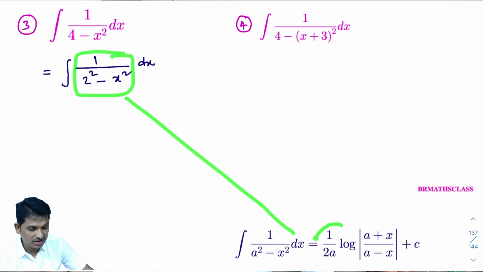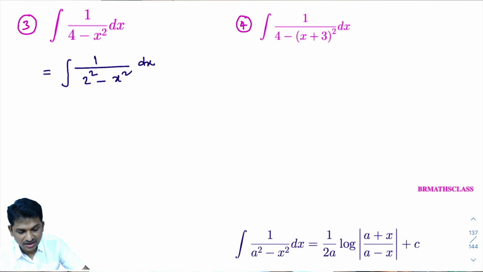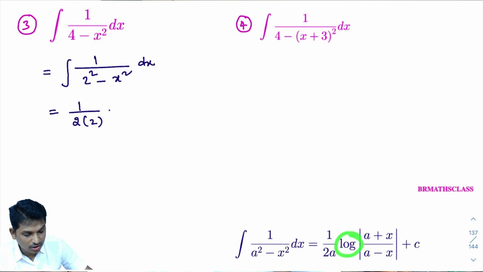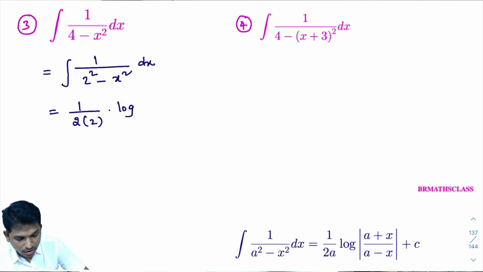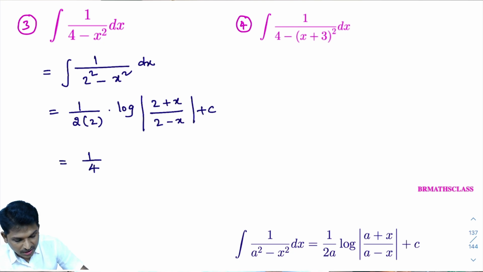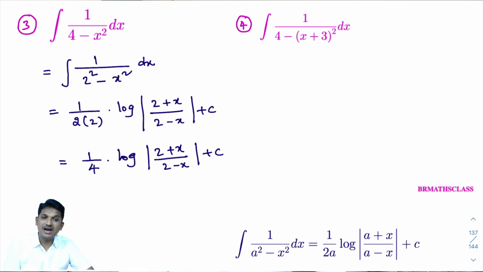So, apply this formula. What is the formula? 1 by 2a. What is a here? A is 2. A square minus x square. So 1 by 2a is 1 divided by 2 into 2, into log mod a plus x divided by a minus x. What is a from the formula? A is 2. So 2 plus x divided by 2 minus x plus c. That equals 1 by 4 into log mod 2 plus x divided by 2 minus x plus c. I hope you understand this.